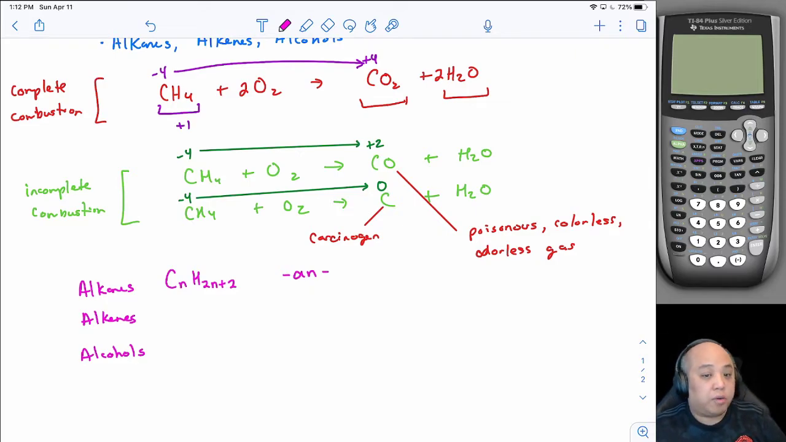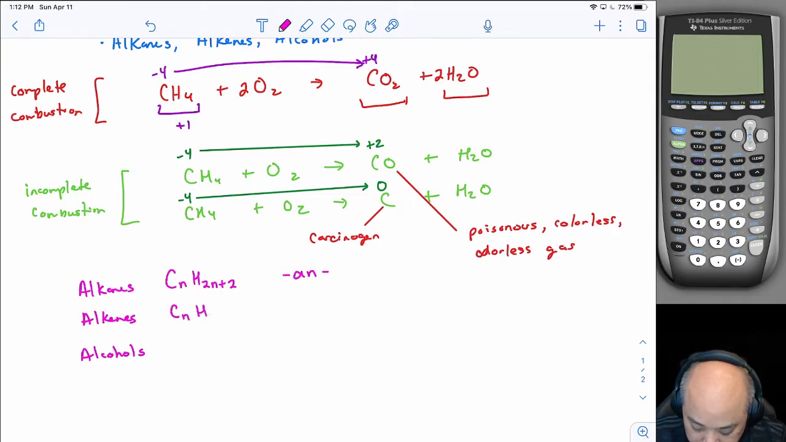The e is not always automatic. That e is only put after the -an if there is no functional group attached. So pentan-, it could be pentanol, it could be pentane, it could be pentanoic acid. But the last letter after the n, the e, isn't always guaranteed to be there.